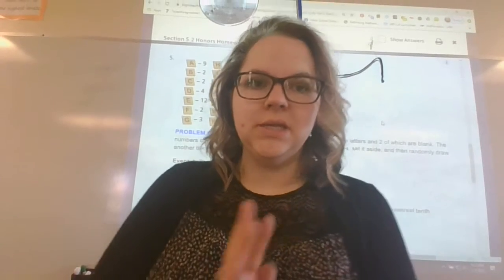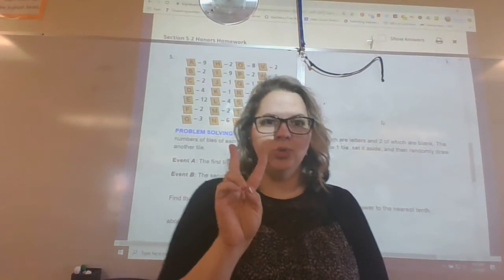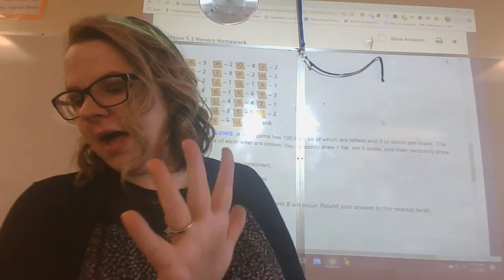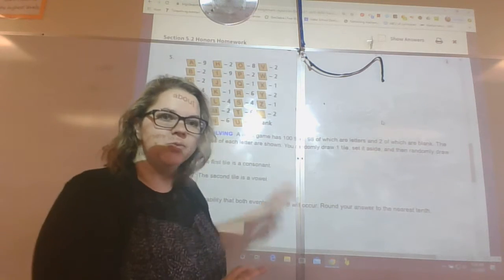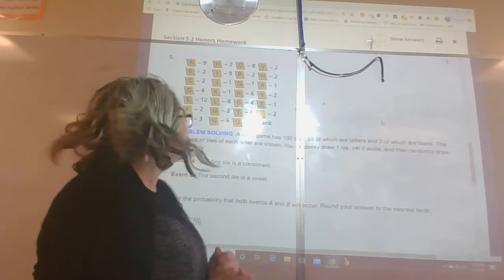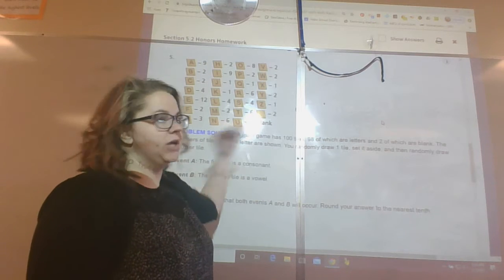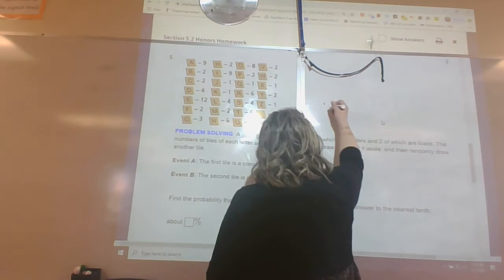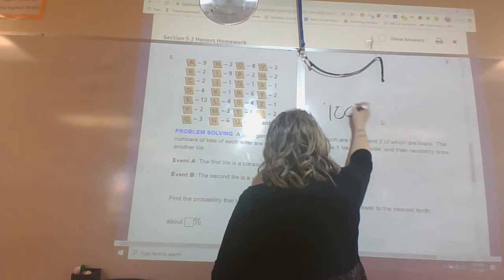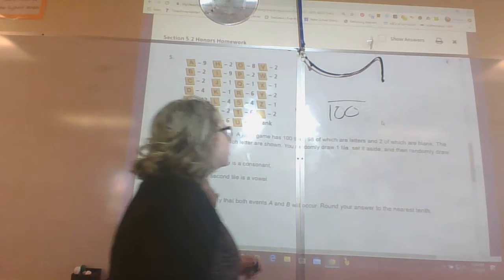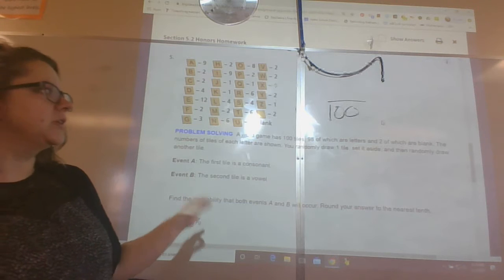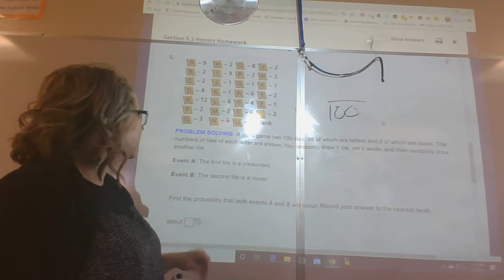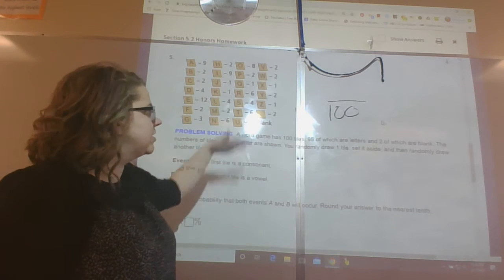Okay, so this is number 5.2, number 5. So on this one, we have a word game that has 100 tiles, so we know the total of tiles is 100. That's going to go in my bottom, that's my sample space. Okay, 98 of the tiles are letters, 2 of them are blanks, that's fine. The number of the tiles of each letter are shown.